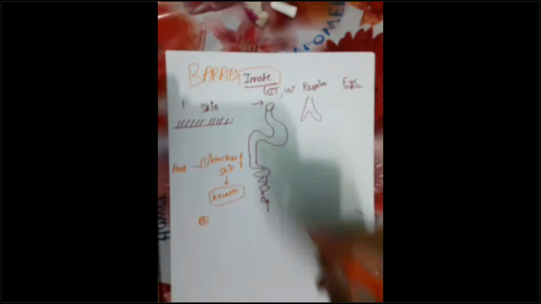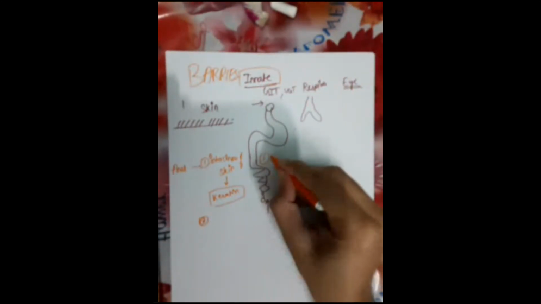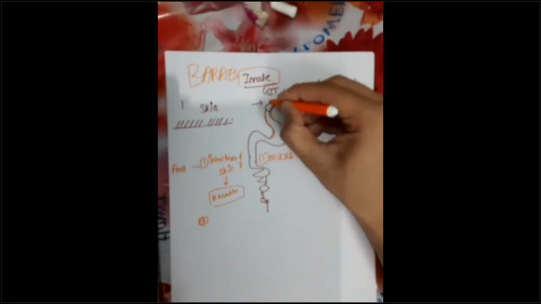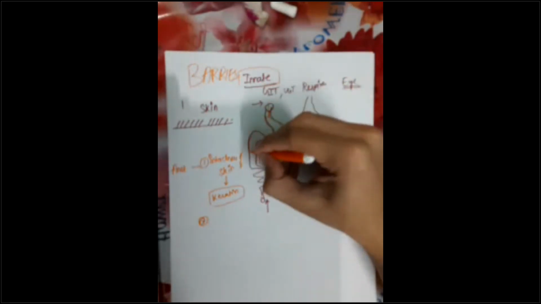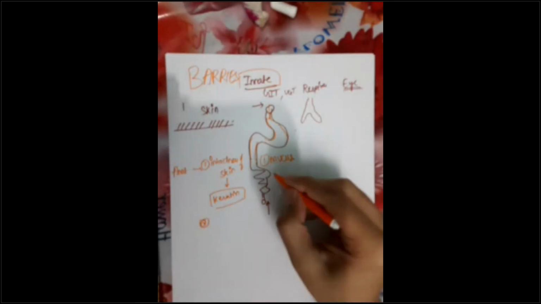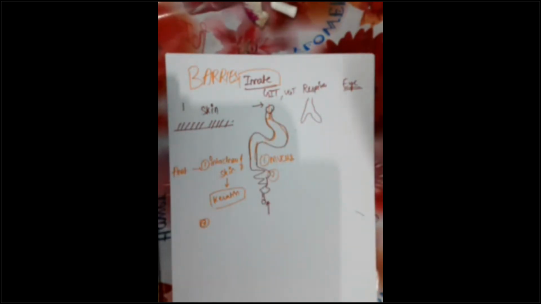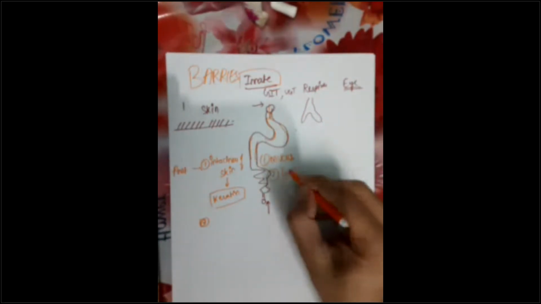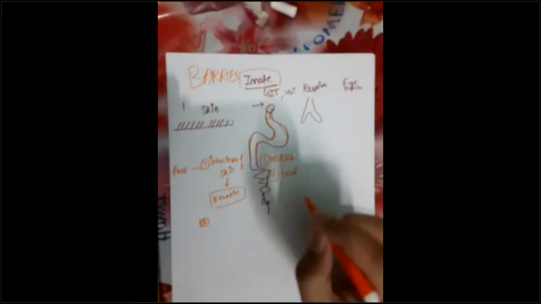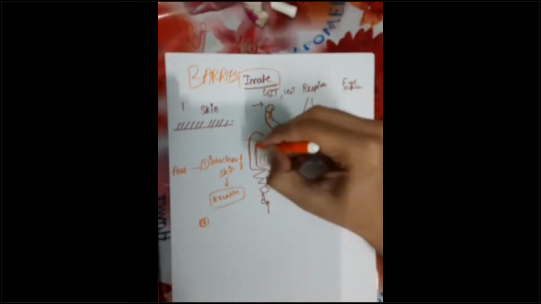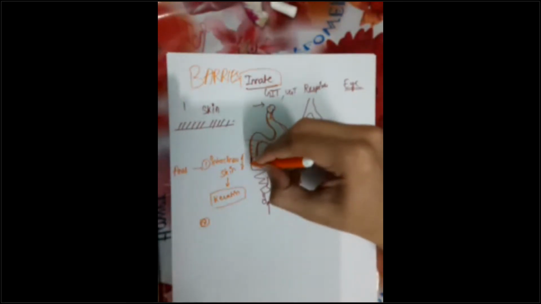The second place is the GIT. What is the anatomical barrier? Your mucous membrane, mucus, will be lining. So even if the bacteria has entered, the mucous membrane will not allow it to invade the enterocytes. Enterocytes means the cells of the intestines. And a second, very important anatomical barrier found in your intestines, not in the stomach, is your local flora. What is local flora? Your intestine is full of bacteria.